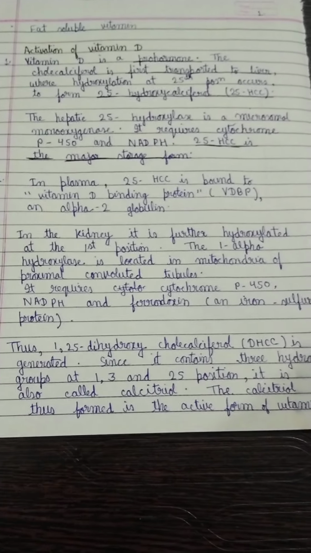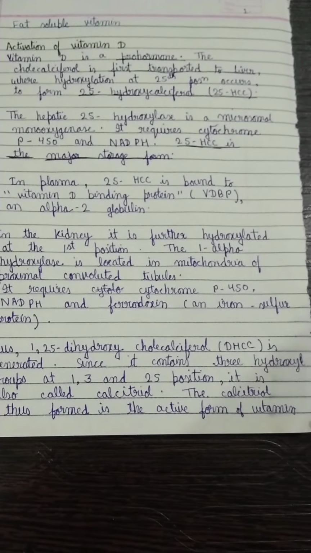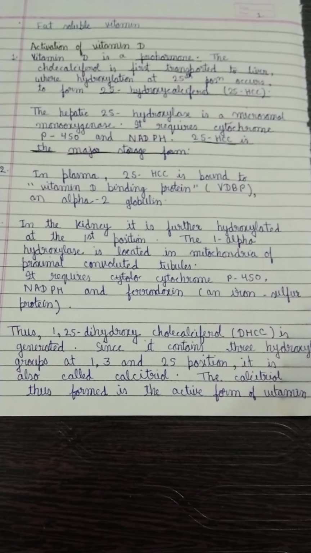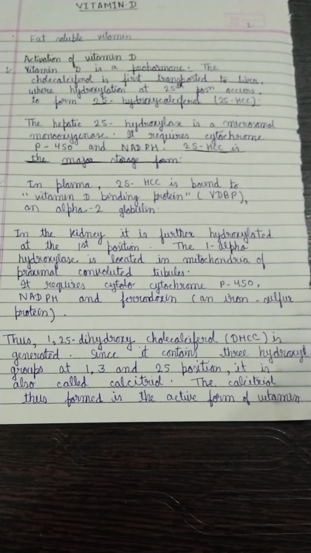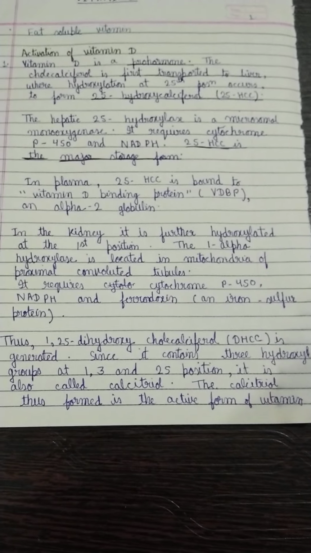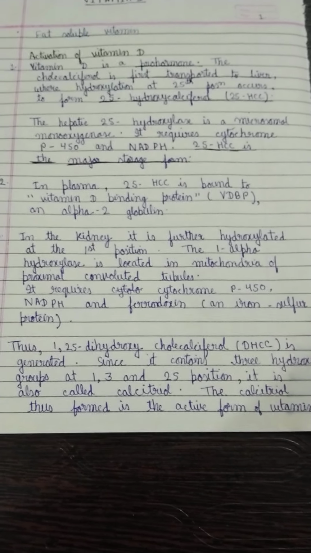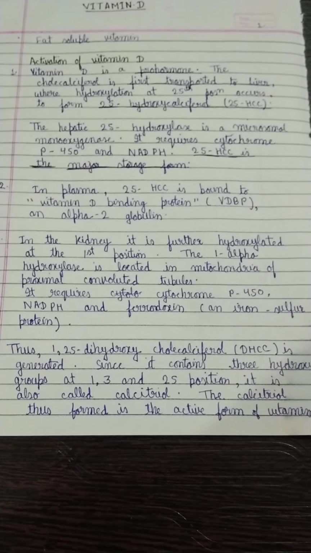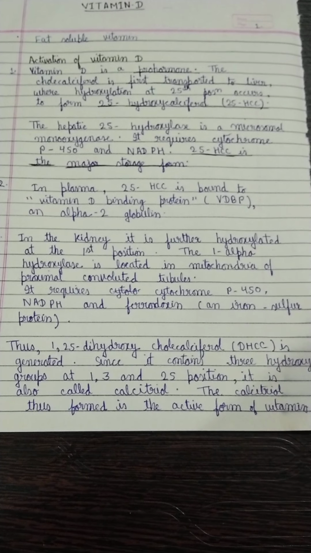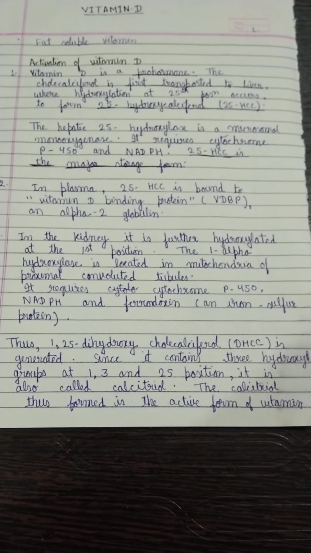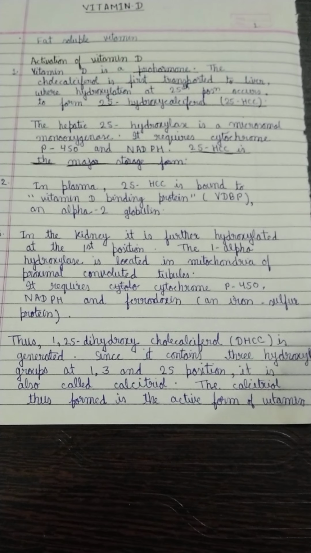Thus, 1,25-hydroxycalciferol is generated. Since it contains 3 hydroxyl groups at first, third, and 25th position, it is also called calcitriol. The calcitriol thus formed is the active form of vitamin.